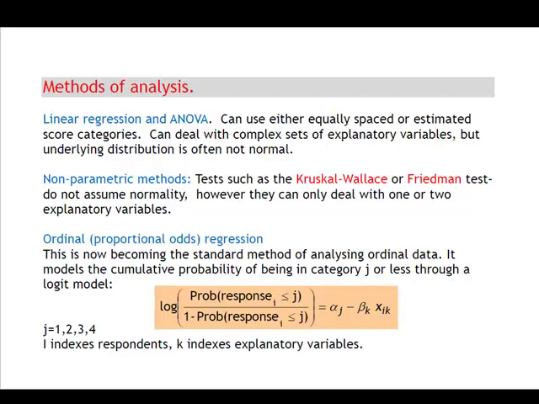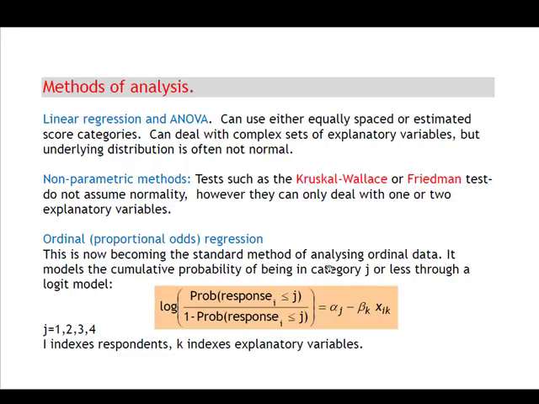Non-parametric methods are often used by psychologists and others to try and get around the normality problem and also the equally spaced problem. But they can only account for a limited number of explanatory variables, one and at the most two. So that really doesn't take you very far. So we're really looking at ordinal regression as a suitable way forward for a single item.